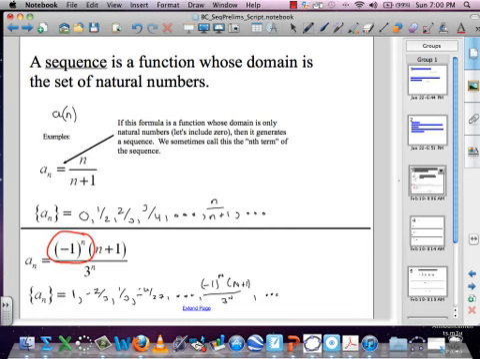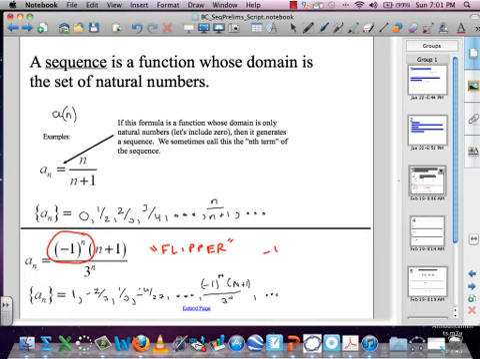For lack of a better term, we're going to call this the flipper. That's not really what it's called. I don't know if it has a name or not, but this is what you will need in your formulas if you want the signs to alternate between positive and negative in consecutive terms.